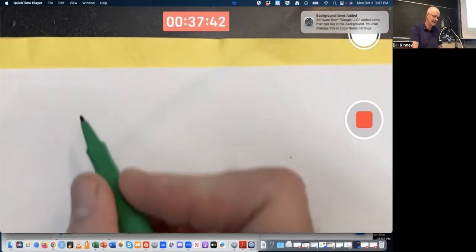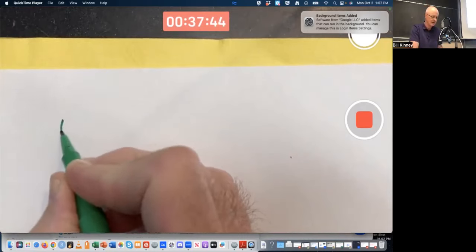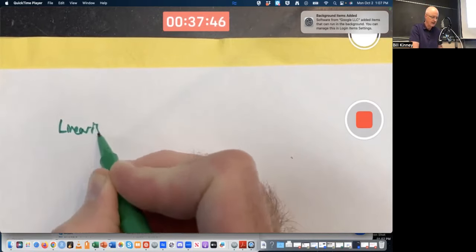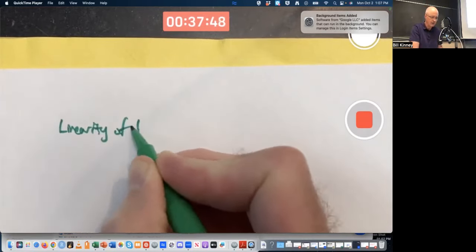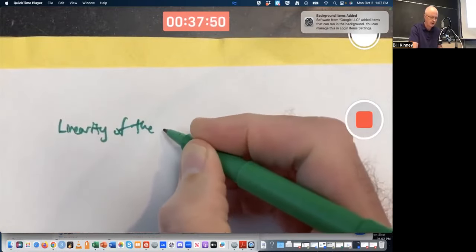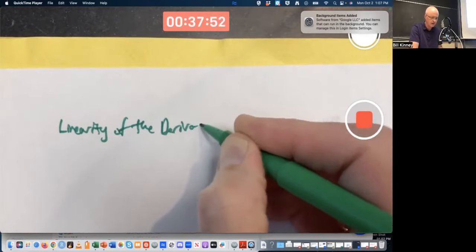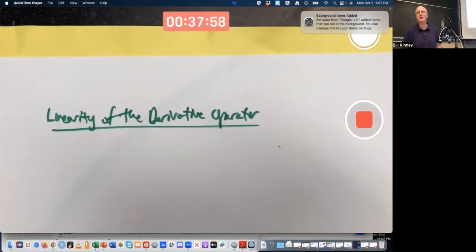One important fact at the beginning of chapter 3 is called the linearity of the derivative operator. This linearity of the derivative operator, I have mentioned before, actually, and it can be stated in various ways.